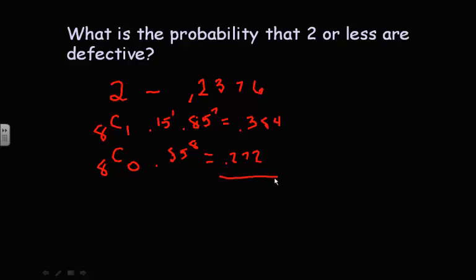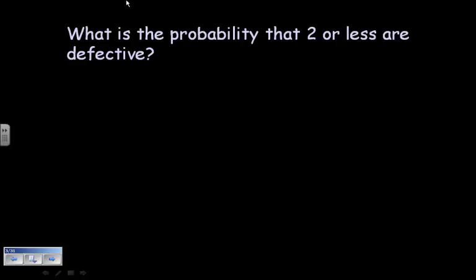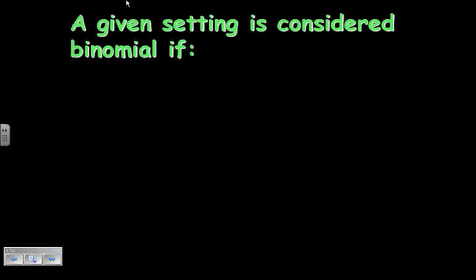So to calculate 2 or less, we would add these 3 probabilities together for a total probability of 0.894. Right, so these are the types of problems that we're going to be doing in this chapter. Now I'm going to show you some shortcuts and some formulas that you need to know and you need to write down.